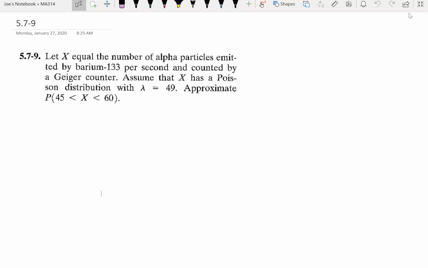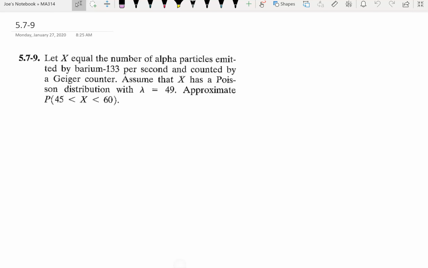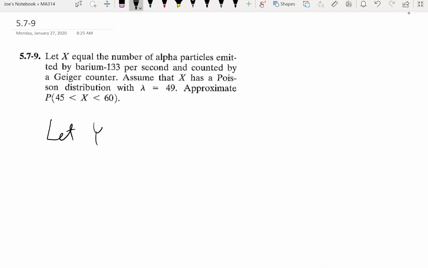Now, this is what I was just mentioning a second ago of whether or not you want to include something in your calculations for the approximation here. So in this case, what would we use for the mean and the variance for the normal distribution? Okay, so I should use 49 for both of them, right? And why is that? Yeah, the mean and the variance for the Poisson is lambda, correct? Yep. All right.